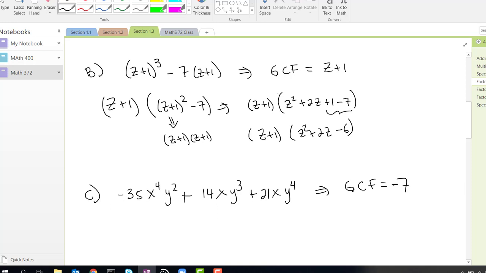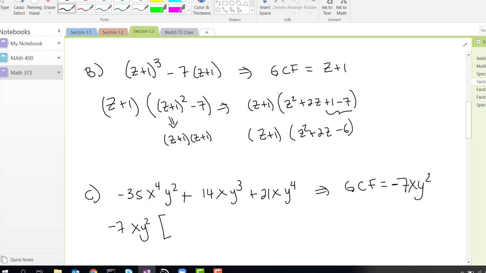From the x's, we have x to the fourth, x and x. So the largest we can take out is the x. Is what they all have in common, right? This is the largest thing in common. From the y's, we have y squared, y cubed, and y to the fourth. The largest we can take out that all have in common is the y squared. So this will be our GCF. So we take out the GCF, and what are we left with?